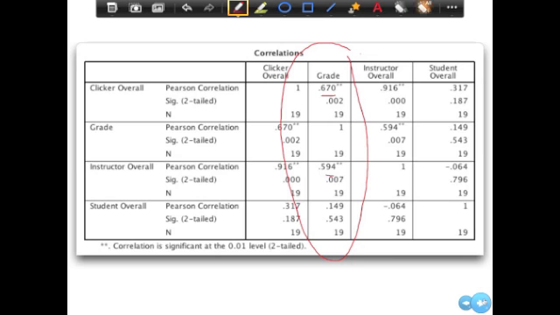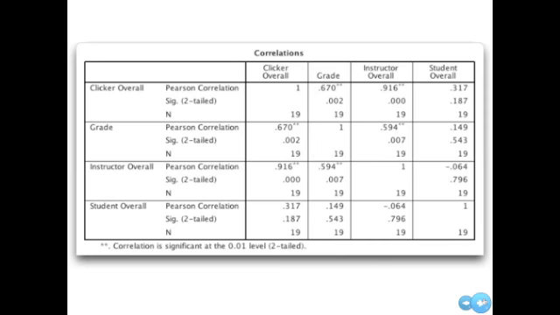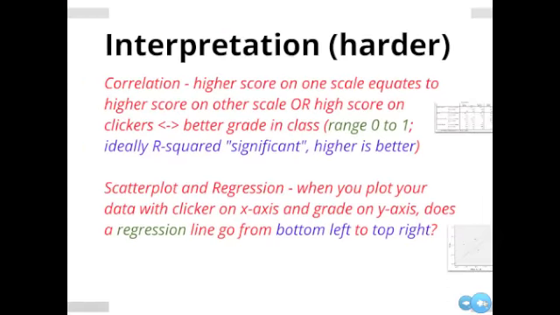Okay, so I'm going to erase that, go out of annotation mode, and go back to the scatter plot and regression. A scatter plot is just a regular XY plot. All you're doing is plotting your data with the clicker on the x-axis, the bottom axis down here, and then the grade or the test or whatever other means of assessment on the y-axis.